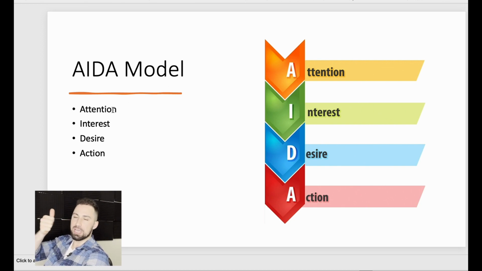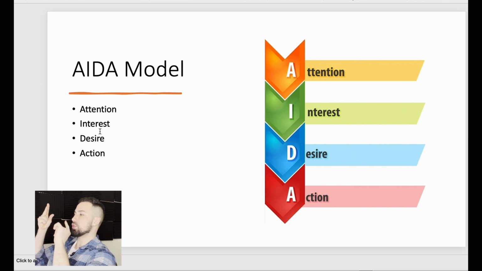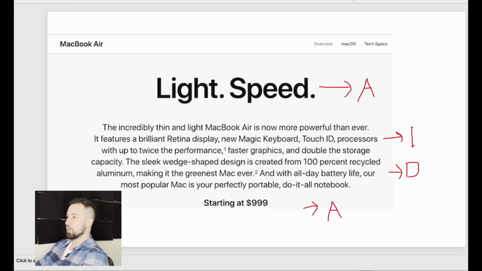Attention, get the attention with an interesting headline. Interest, make them interested with your benefit and big idea. Desire, agitate a little bit so they will desire the product, and then take action. So this is the model that a lot of brands are using. This is Apple. Apple uses this a lot. AIDA model. AIDA. Light dot speed dot.